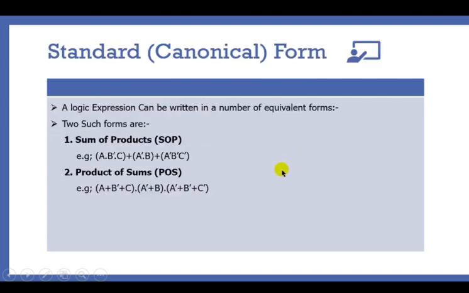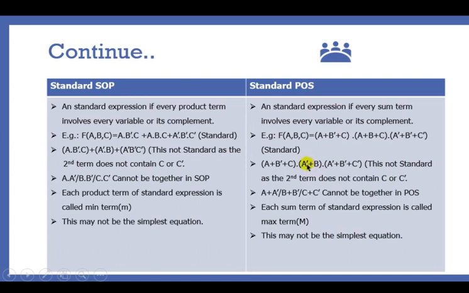Logical expressions can be written in two forms, SOP and POS, which are sum of products and product of sums, where all product terms are added, and product of sums are where all sum terms are multiplied. For SOP or POS to be standard, they should involve all variables in each term. The third expression shows that it's not standard as it does not contain C or C bar. Each product term of a standard expression is called a min term, whereas each sum term of a standard expression is called a max term when you are talking about the product of sums.